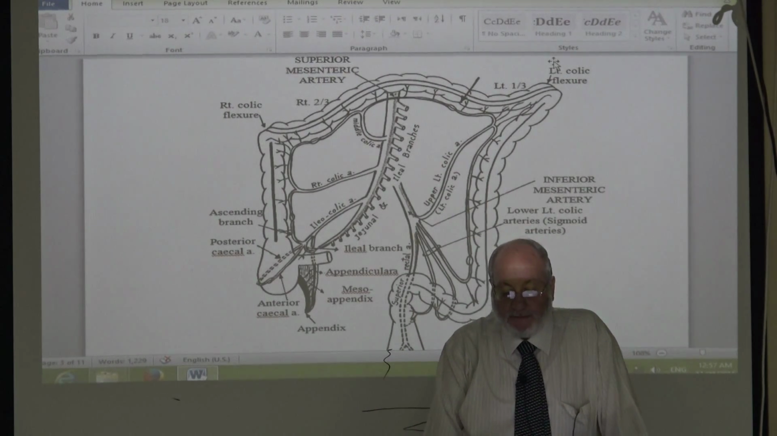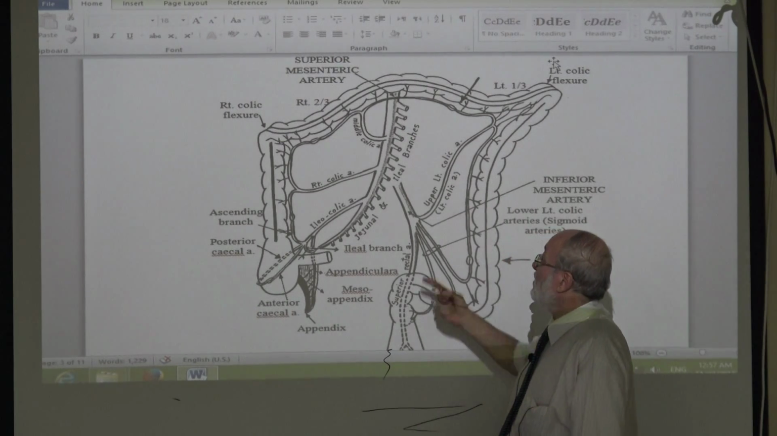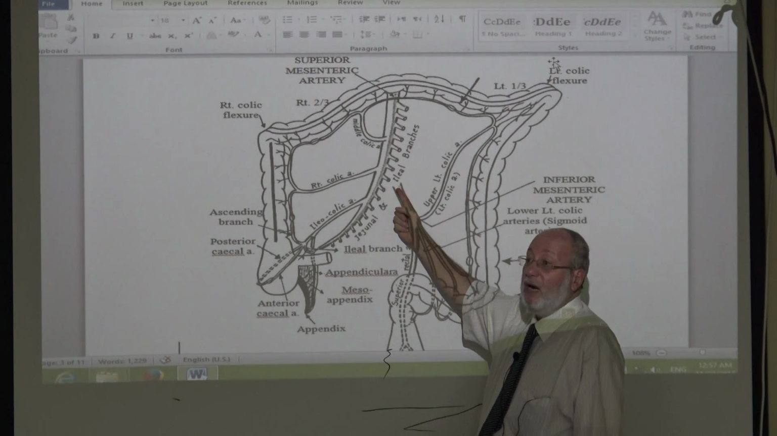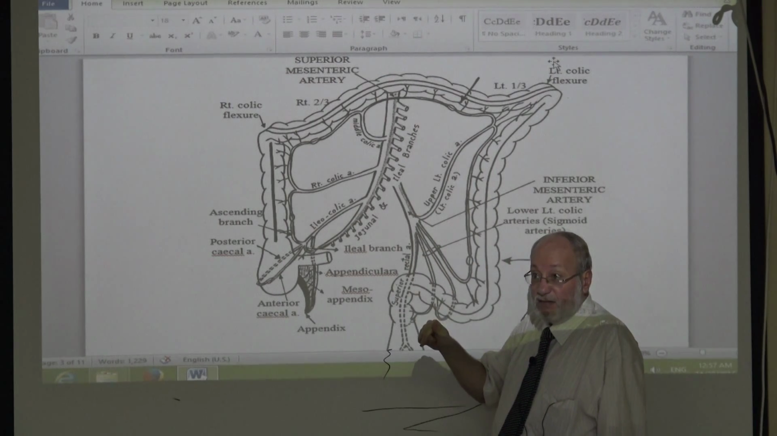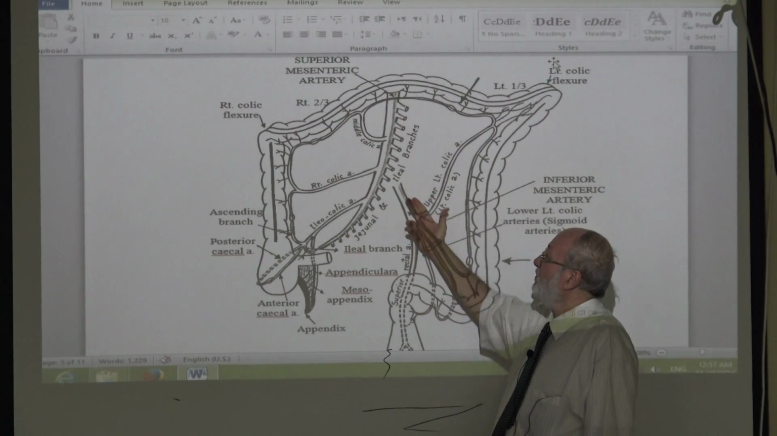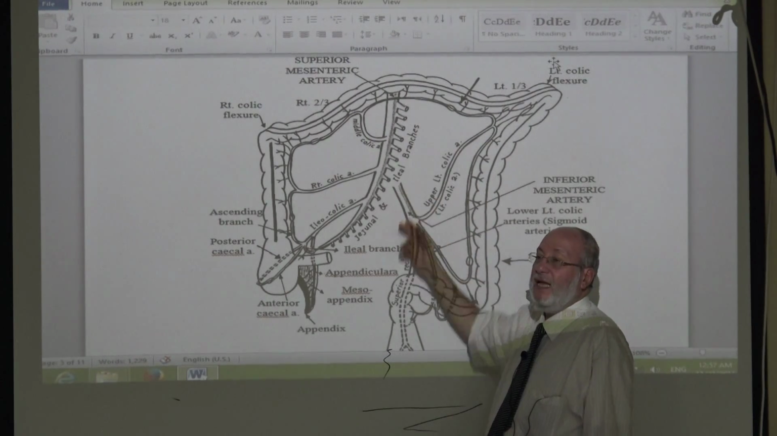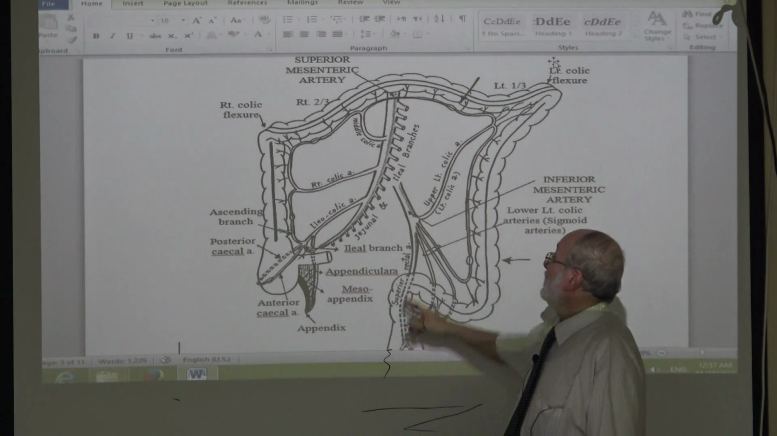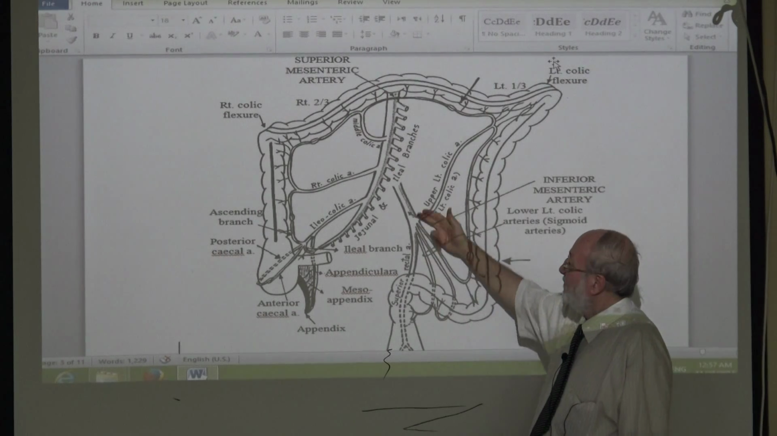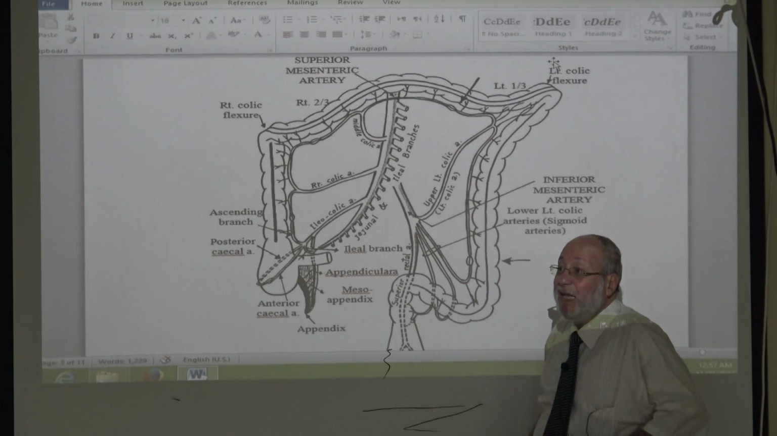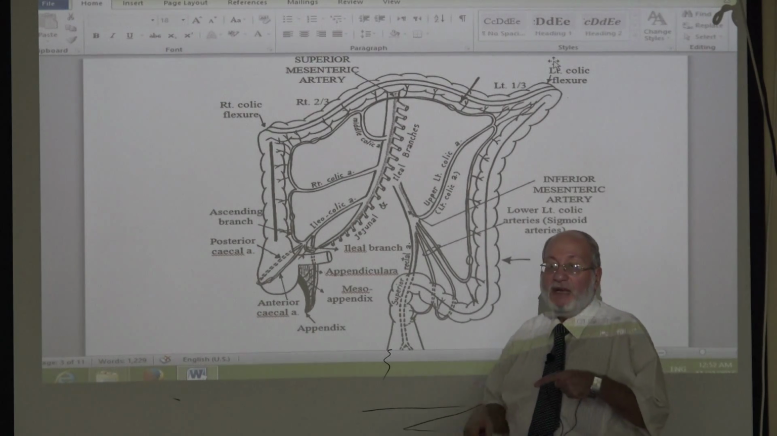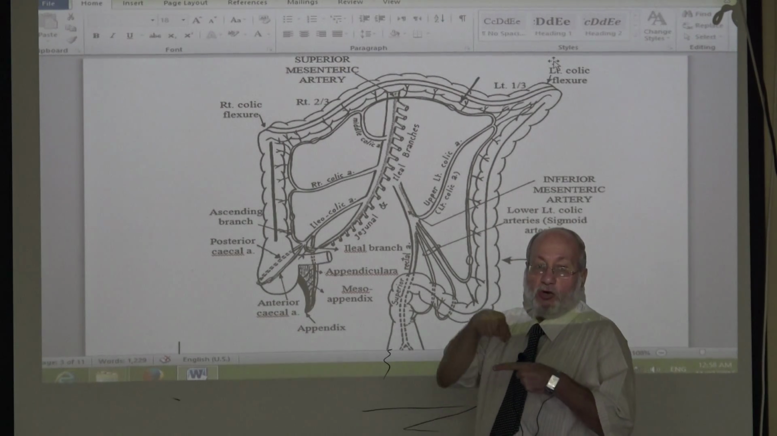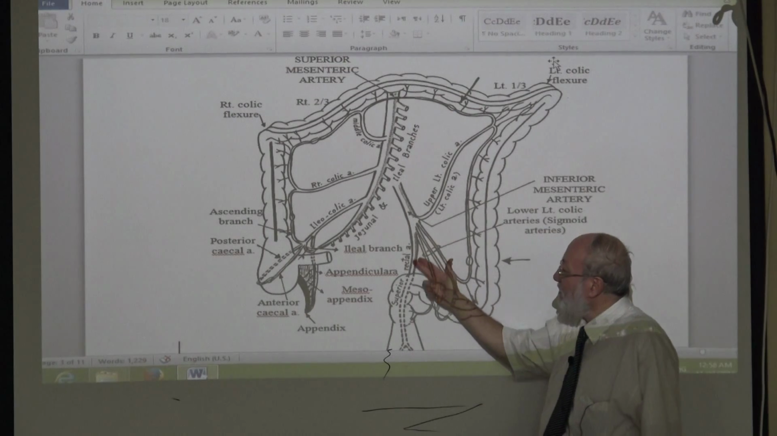What is the inferior mesenteric artery? The inferior mesenteric artery begins from the front of the abdominal aorta, like the celiac trunk and superior mesenteric, at the level of the L3 vertebra. It descends downward and to the left to enter the pelvis, crossing the left common iliac artery.